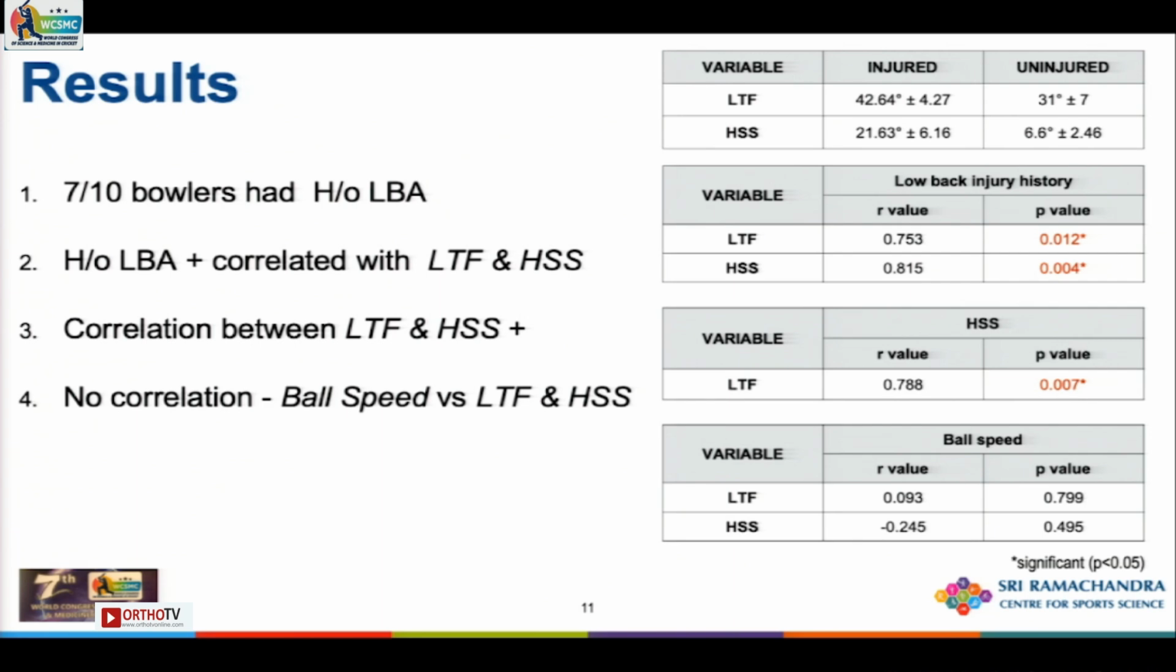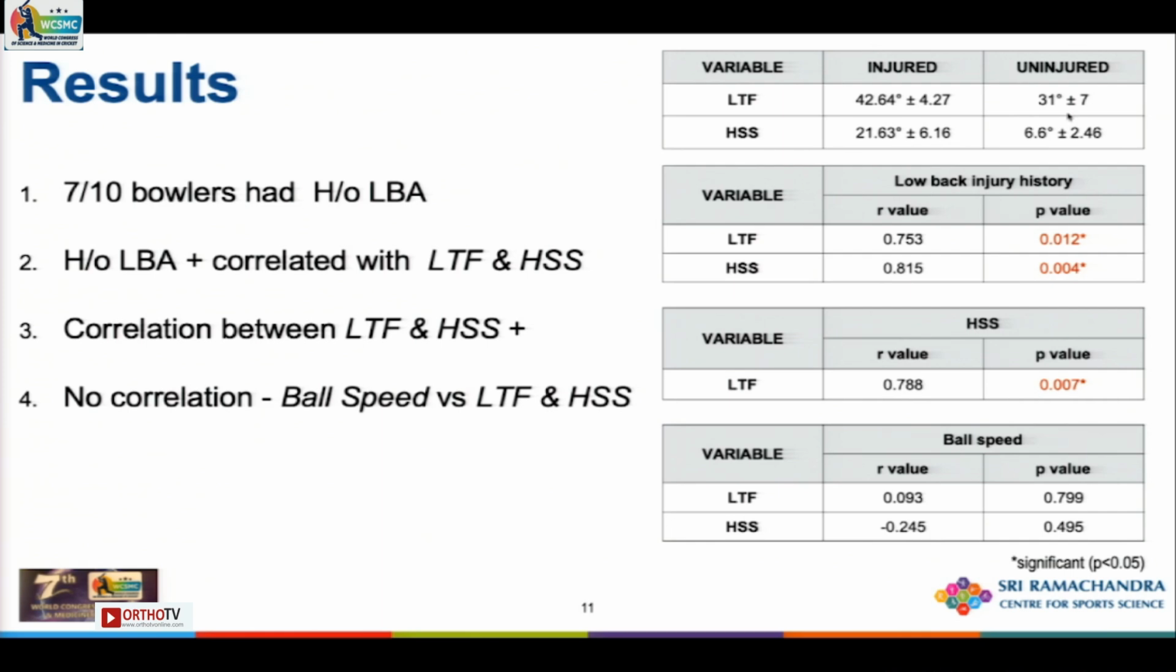So the results are very crisp. Among the 10 bowlers, 7 of them had a history of lower back ache and injury in the past, not in the recent past. So the history of lower back ache, even when it is a past history, correlates with the increased amount of lateral trunk flexion and hip shoulder separation angle.